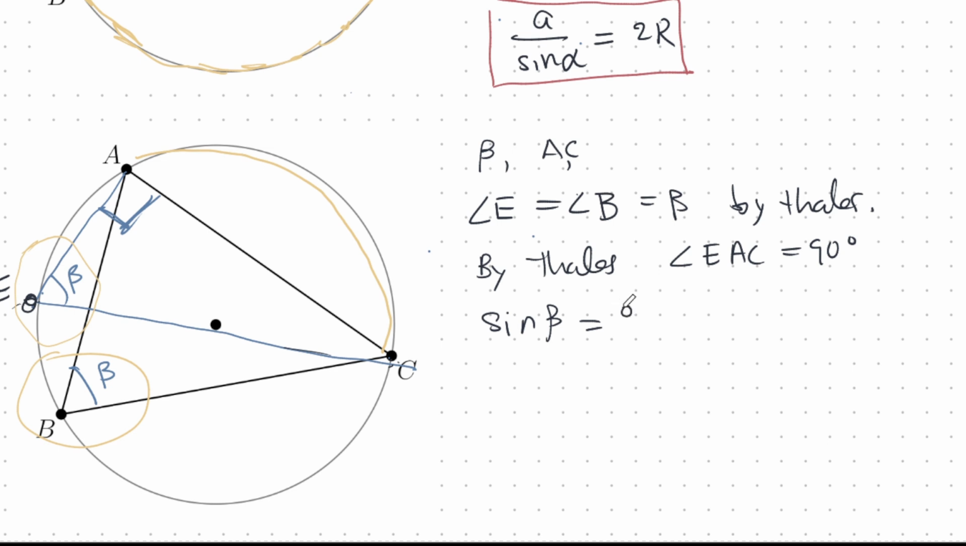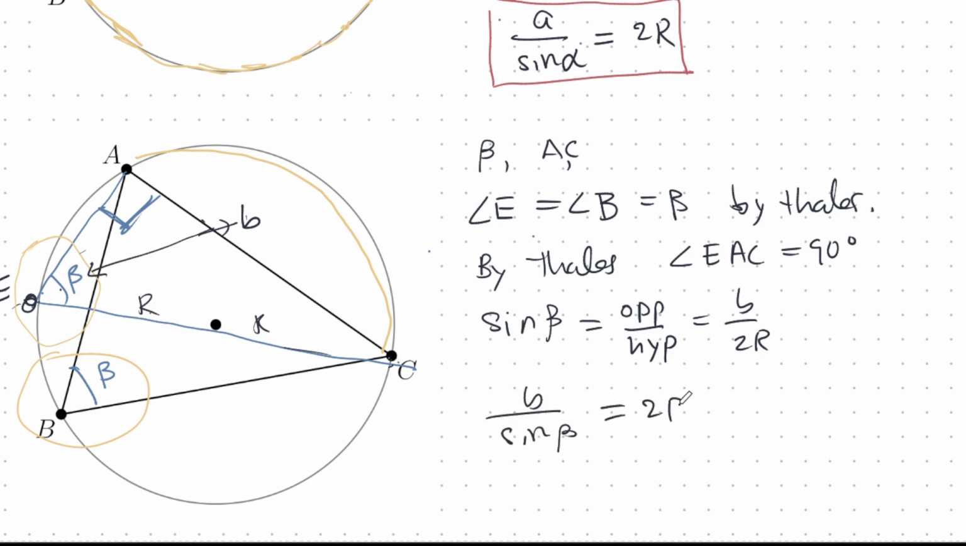Okay, so it's opposite over hypotenuse, and where is that? Opposite is B. So the angle opposite to beta is B, and the hypotenuse is R plus R, so that's 2R. So this is B over 2R. Okay, so you see where this is going? So we have B over sine beta is 2R. There. Beautiful, beautiful. We have number 2, part 2.